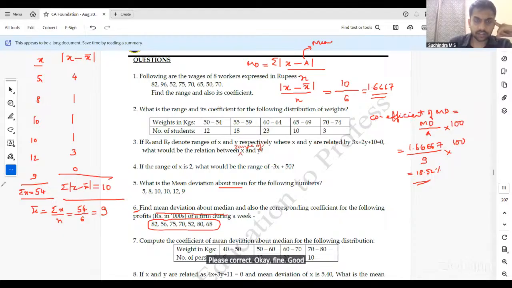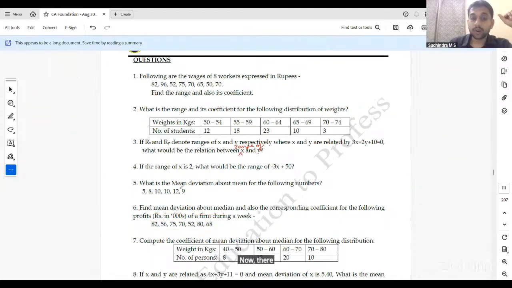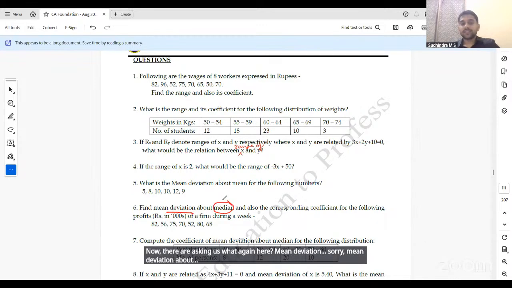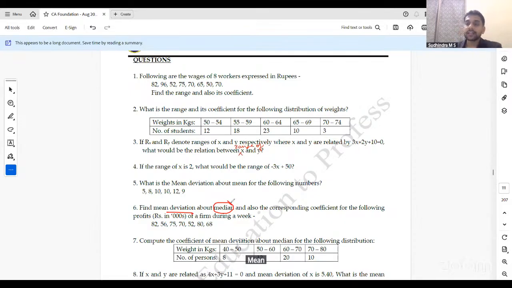We've got a good number of answers. Now, they're asking us what again here? Mean deviation about median. We want the median first. How do I calculate the median? Arrange in ascending order. So I'll arrange it in ascending order: 52, 56, 68, 70, 75, then 80 and 82. Correct?